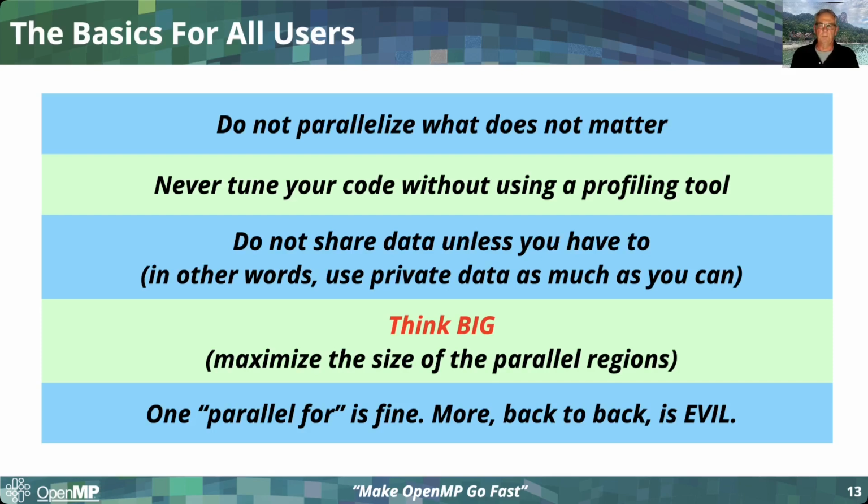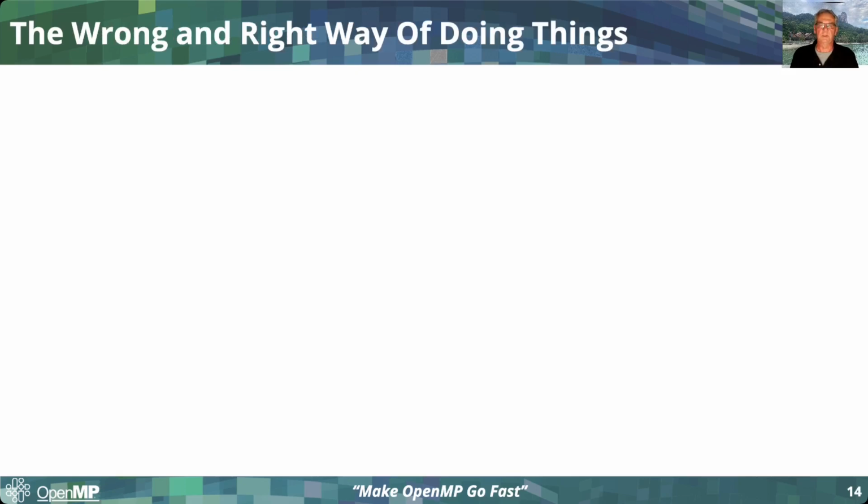Another one is minimize the number of parallel regions. In other words, maximize the work you do inside a parallel region, because each parallel region is expensive, so you want to have as little as possible of those. And an example is the parallel for. Parallel for is syntactic sugar for a parallel region with just one for or do loop in it. When you have one, that's fine, but when you have more back to back, that's going to be evil, and that's what this slide is elaborating on.